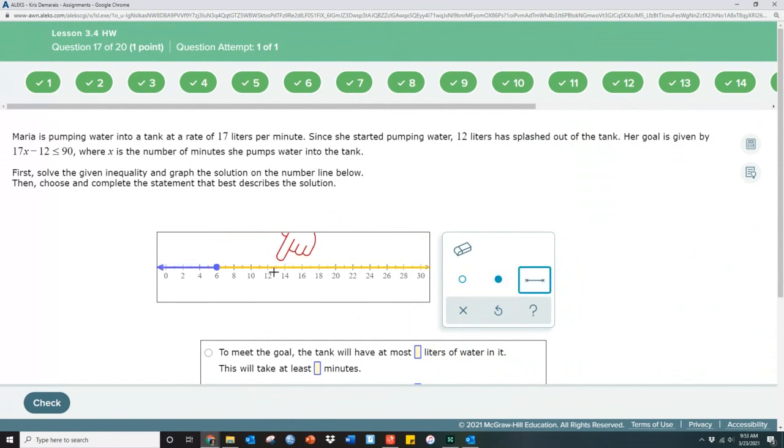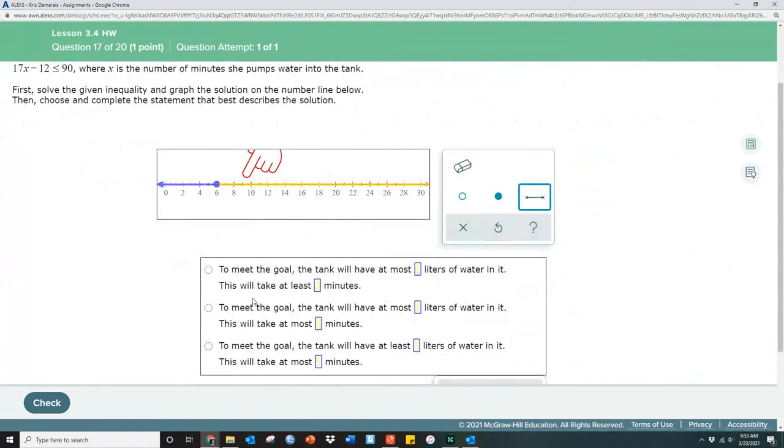So we're going to point in that direction and equal to 6. All right. Now, to meet the goal of the tank, the tank will have at most blank liters of water in it. So that's 90 liters of water. And it will take at least 6 minutes. All right. At most 6 minutes.